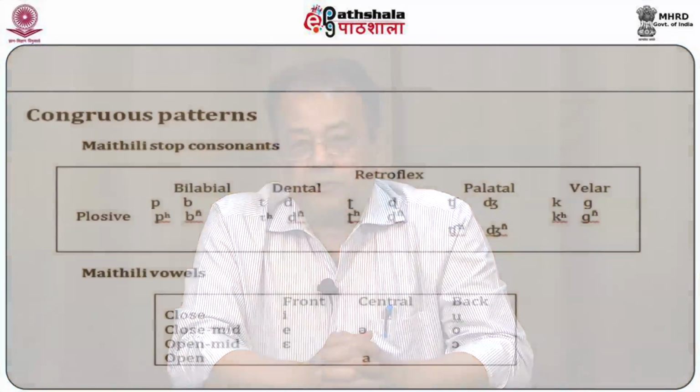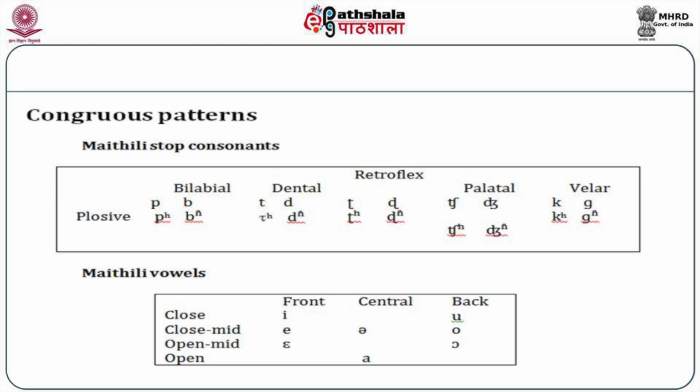Now let's take a look at some of the sounds in pattern. So we have stops here in Maithili, also vowels in Maithili. You will notice that in Maithili the stops are very regular in pattern. So you have bilabial, dental, retroflex, palatal, velar plosives, and these all are voiceless, voiced, voiceless aspirated, voiced aspirated. So given 5 places, you multiply into 4 and you get 20 plosives.